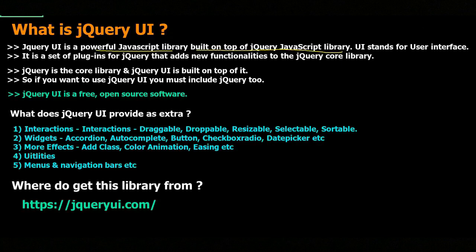The UI stands for user interface, and you'll understand why it is called UI. Basically it is a set of plugins for jQuery that adds new functionality to the jQuery core library. So it adds more functionality, more features, more user interface widgets and all on top of jQuery, okay? We know that jQuery is the core library and jQuery UI is built on top of it. If you want to use jQuery UI, you must include jQuery too. So this is a prerequisite, okay? That's why we've been covering jQuery fundamentals, so that now jQuery UI can be easily understood by you.